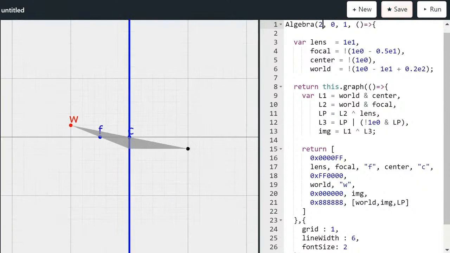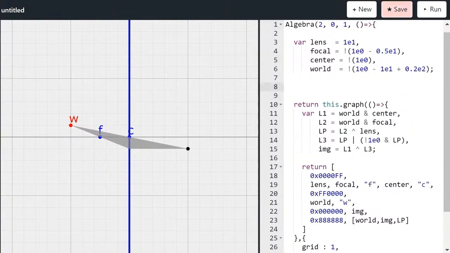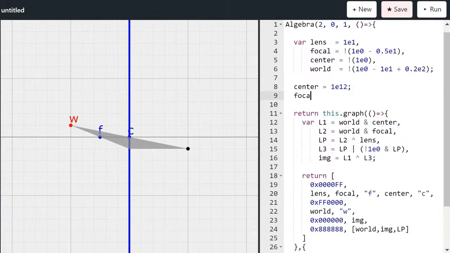cylindrical lens. Now, if we do the cylindrical lens, then what happens is the focal point doesn't stay a point, it becomes a line. And the same thing goes for the center. So let us just overwrite our focal and our center with the non-dual versions. For the center, that's really easy. That's just the origin. We're back into 2D, so that is 1E12. For the focal point, it's the same thing. It's the origin minus 0.5E20.